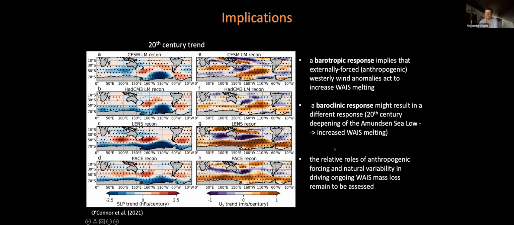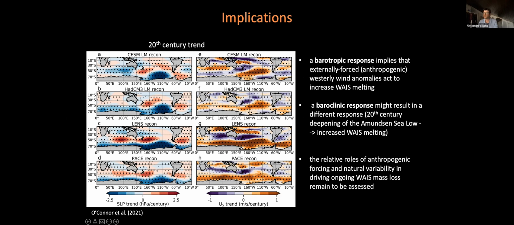Just one more slide, if I may: what are the implications? We have seen that at decadal timescales we have a baroclinic response. We need to understand if this baroclinic response is also true at longer time scales. If we think about centennial variability or trends over the 20th century, it's very important to understand whether the ocean had a baroclinic or a barotropic response.